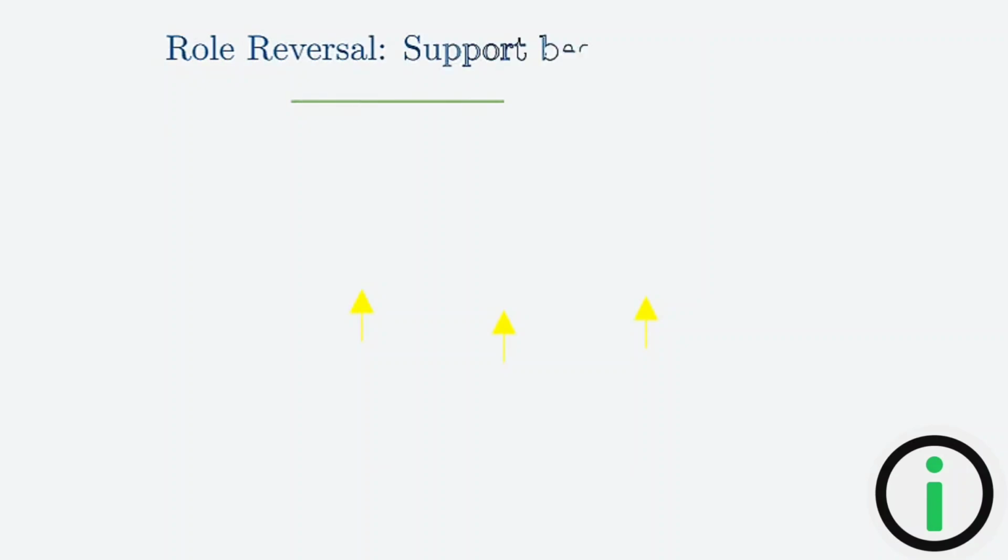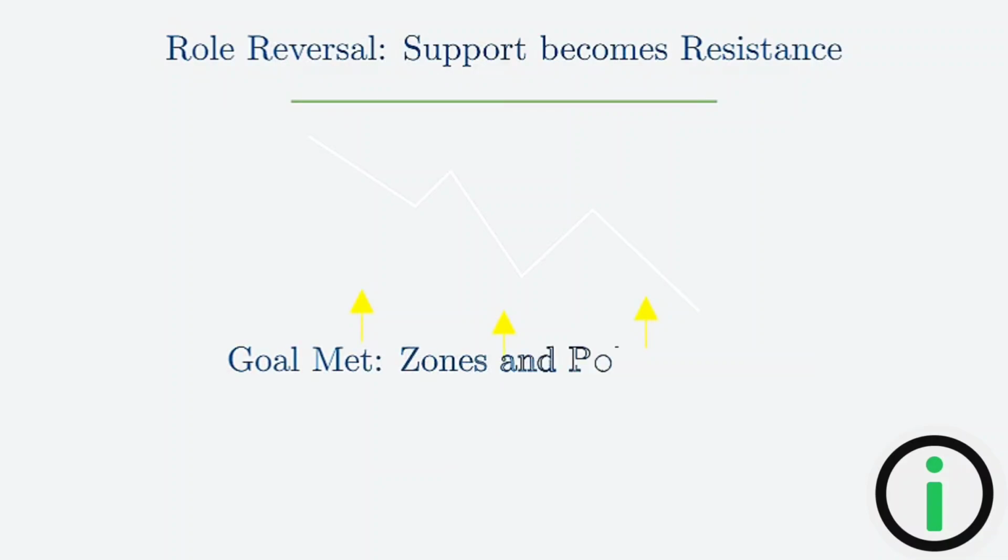A fascinating thing happens when price finally breaks through. When a floor is broken, it often turns into a ceiling. This is known as a role reversal, and it is one of the most reliable setups in market analysis. You now know how to draw zones and recognize when their roles flip.